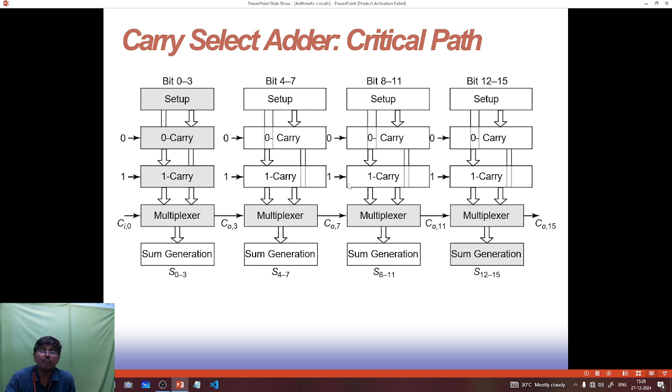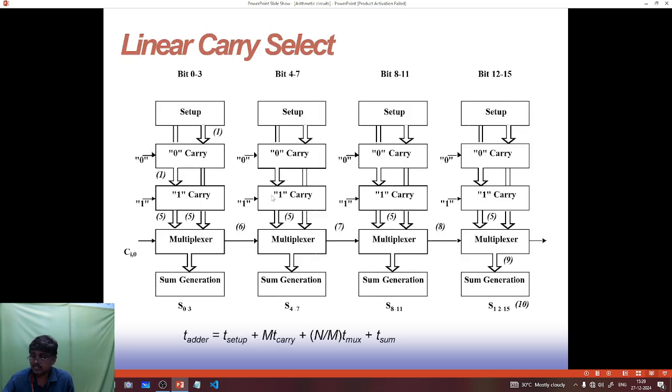So you have to minimize the time delay. The worst case delay as well as the critical path delay you have to minimize by using a carry select adder. So next, linear carry select adder. It is nothing but a carry select linearly. So here the adder delay consists of T setup plus n times T carry plus T mux plus T sum.